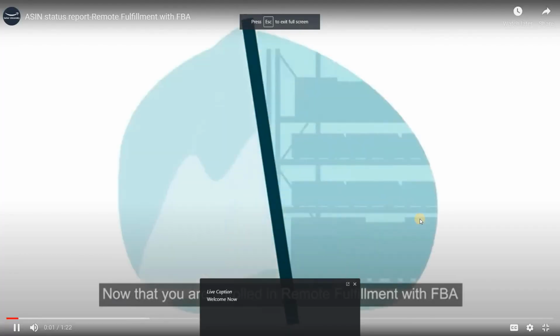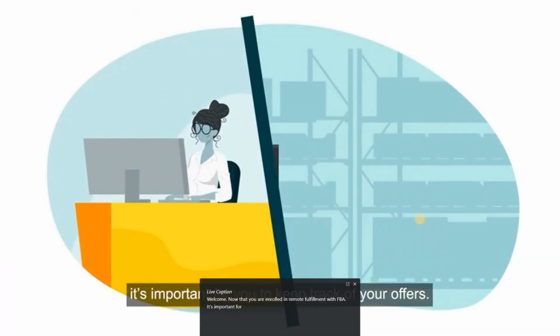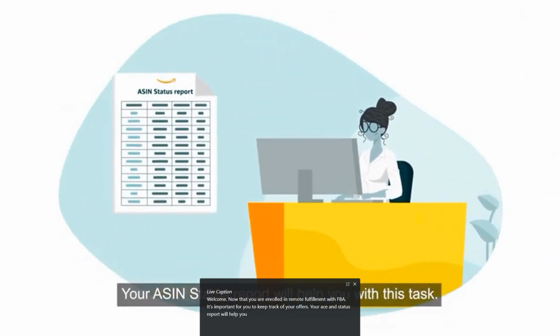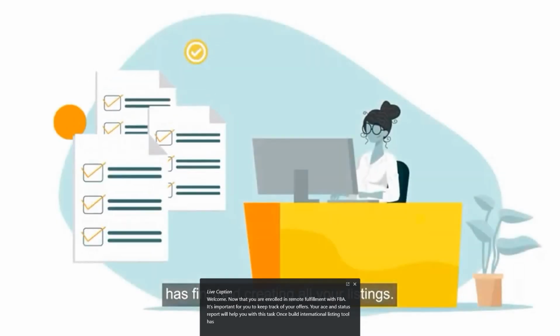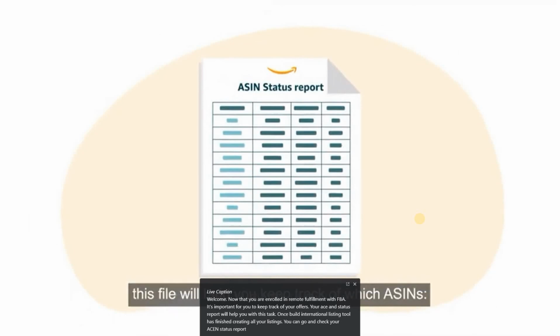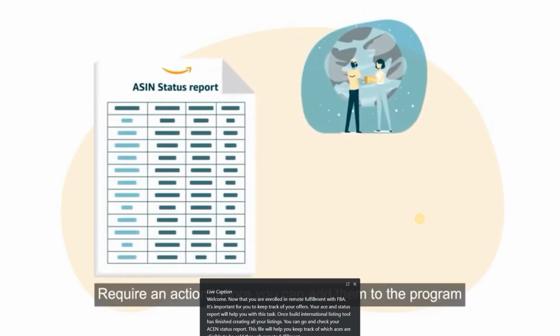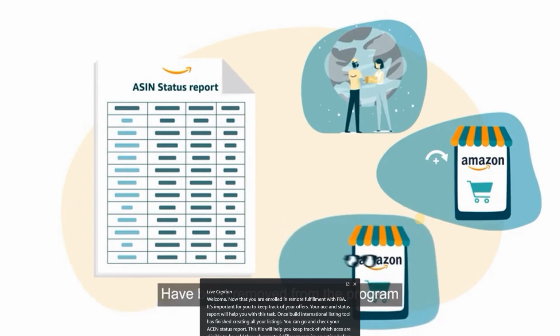Welcome! Now that you are enrolled in remote fulfillment with FBA, it's important for you to keep track of your offers. Your ASIN status report will help you with this task. Once the Build International Listing tool has finished creating all your listings, you can go and check your ASIN status report. This file will help you keep track of which ASINs are eligible to be sold through remote fulfillment, require an action before you can add them to the program, or have been removed from the program.